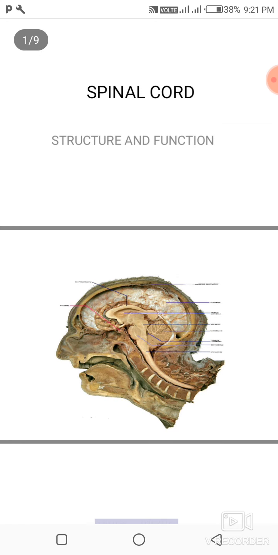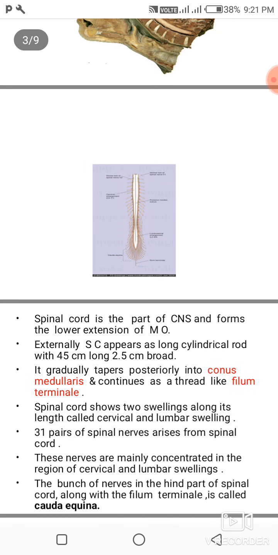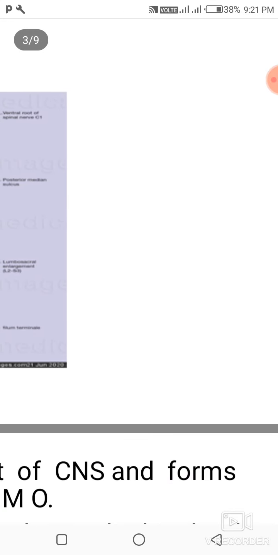Structure of spinal cord. Spinal cord is a part of CNS and forms lower extension of medulla oblongata as shown in the figure. Externally, spinal cord appears as a long cylindrical rod with a 45 cm length and 2.5 cm broad. It gradually tapers posteriorly into conus medullaris and continues as a thread-like filum terminale. It appears as a rod-like structure.